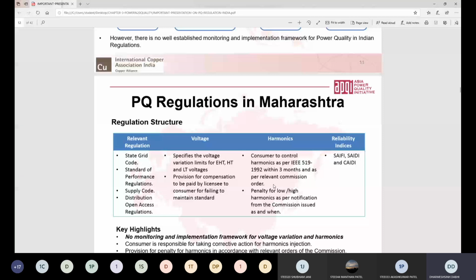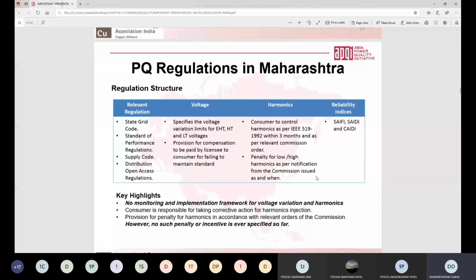So basically harmonics are created by the consumer side. So the utility can penalize for this type of harmonic problem, maybe high or low frequency harmonics. That is generally provided in all the states, and they also penalize different industries for not following these standards related to harmonics, and they follow the reliability indices SAIFI, SAIDI and CAIDI that we already discussed in the previous slides.